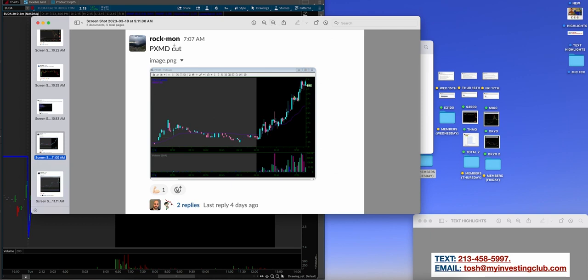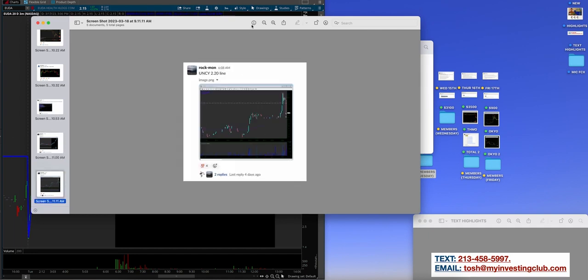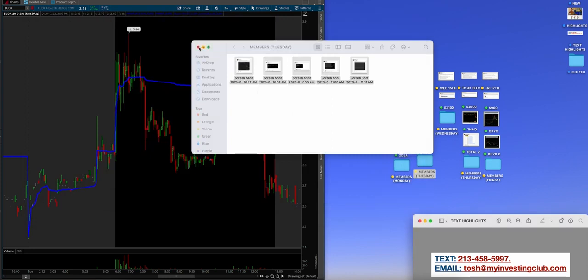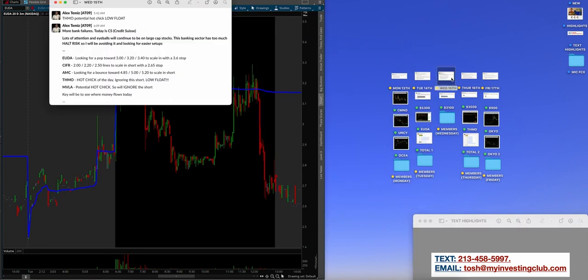Rachman coming in with PXMD. The reason why I like this, not every trade is going to be a win, but if you cut it immediately, you don't have big losses, baby. Rachman on UNCY, really good job. Nice push through the red to green. Nice fail. Covered it on UNCY. Love it. Using lines. Very good use case of lines.